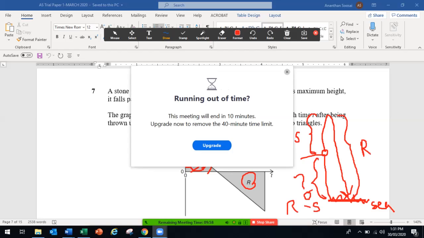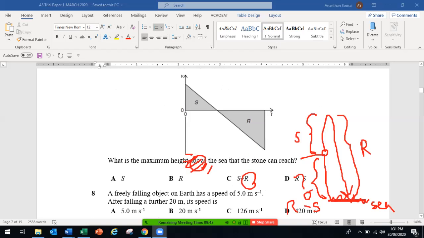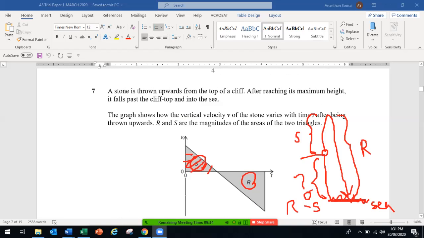Okay. Makes sense. Any other questions? Wait, stop. Is the answer B or D? The answer is B though. Why B? You put R minus S. The answer given is B. R minus S is the height of the cliff.